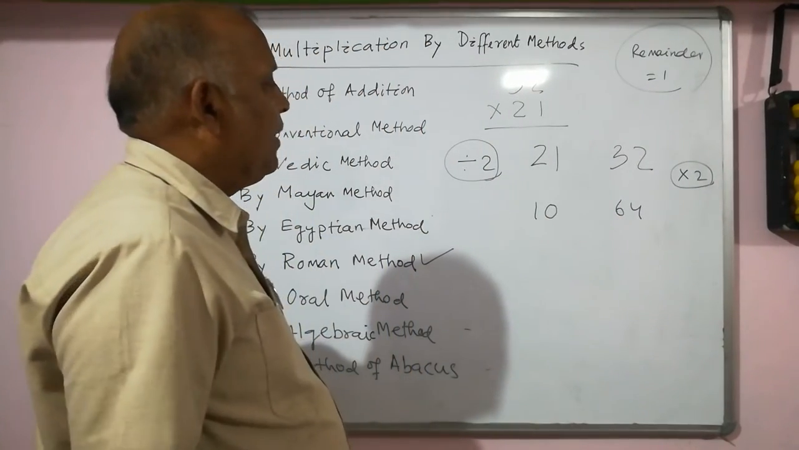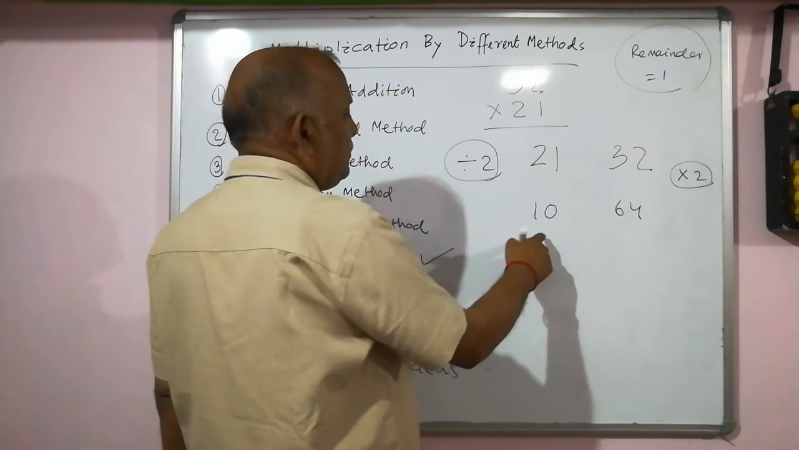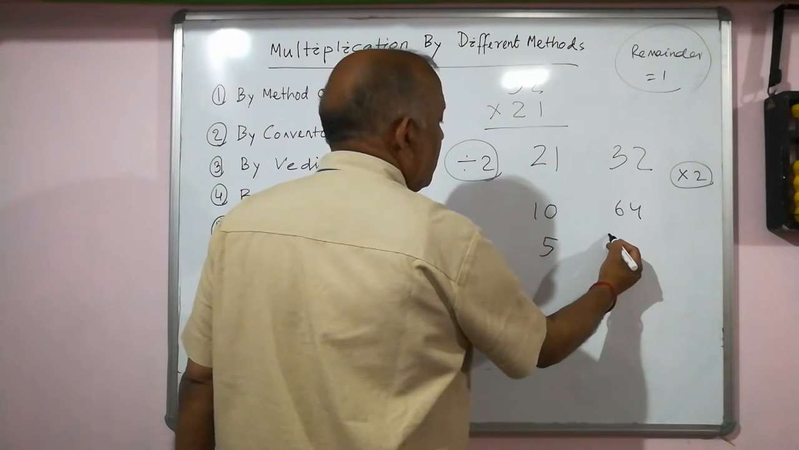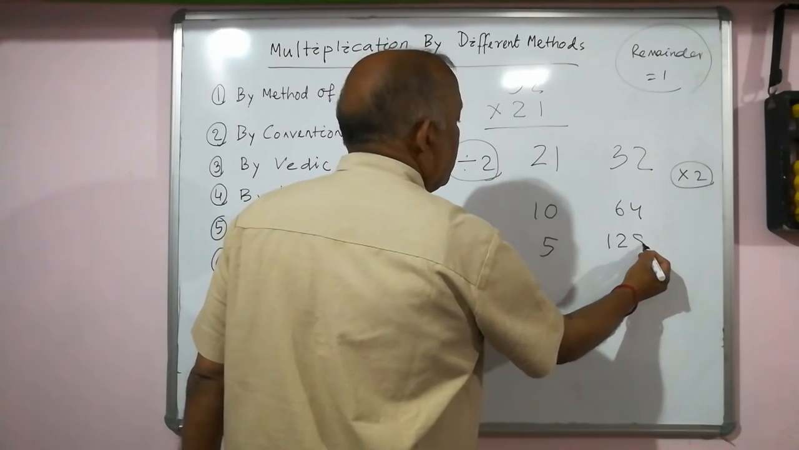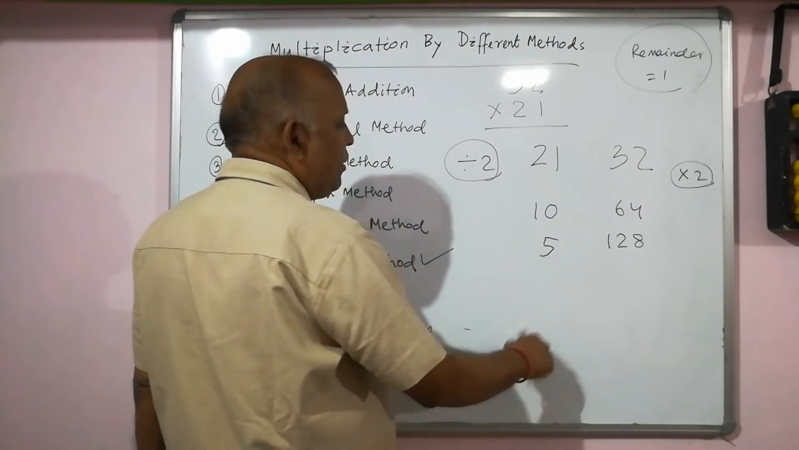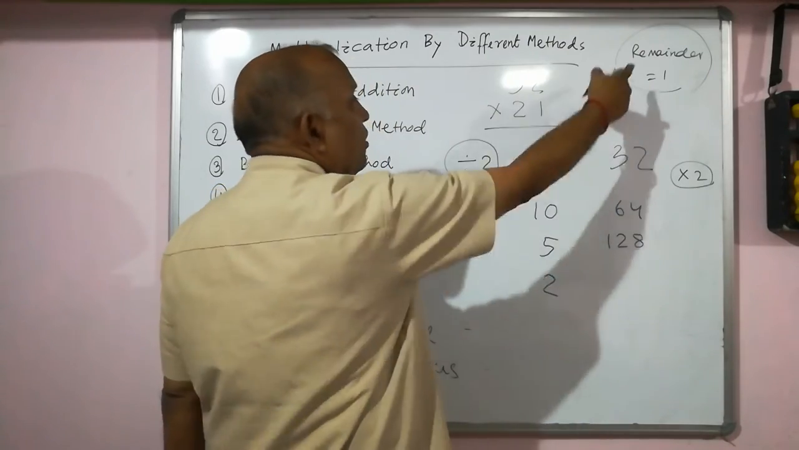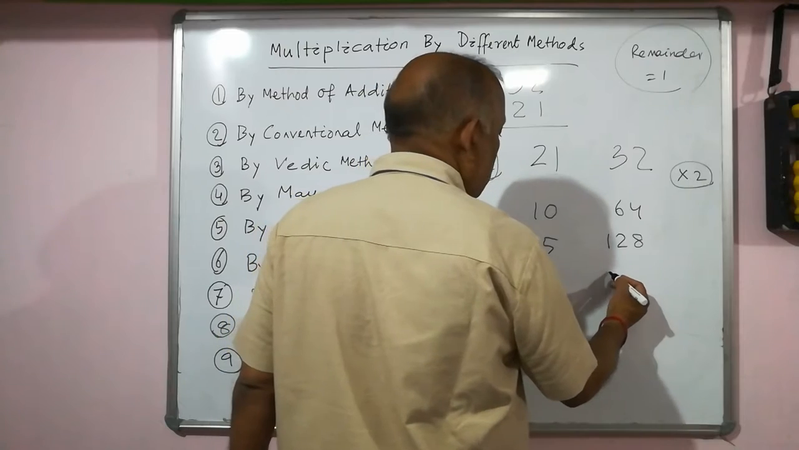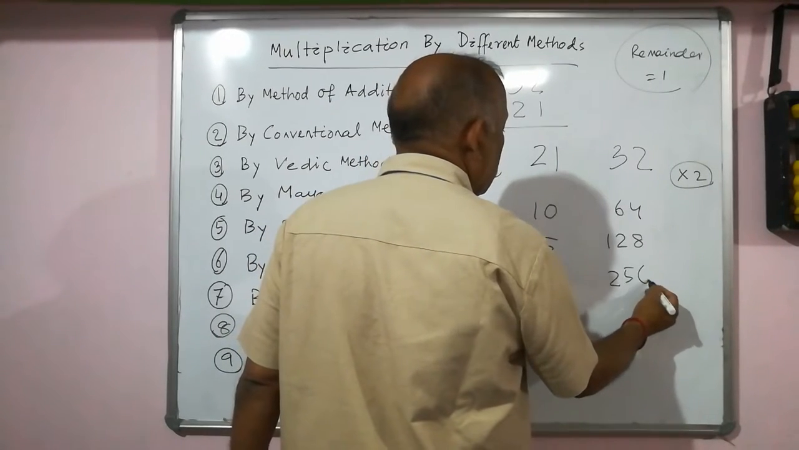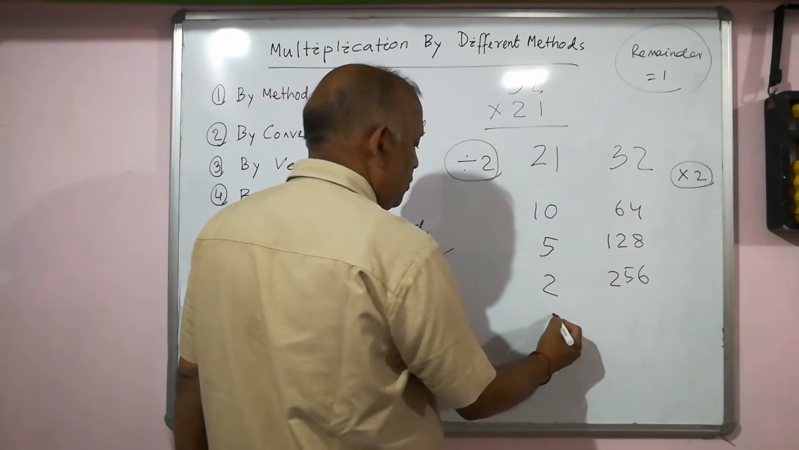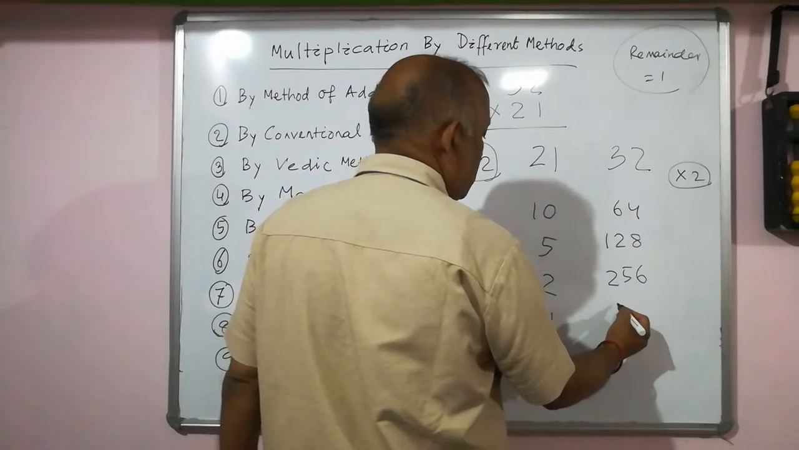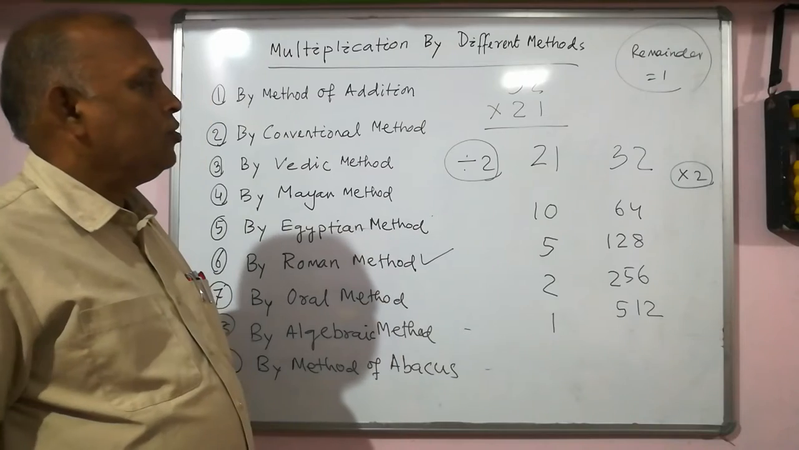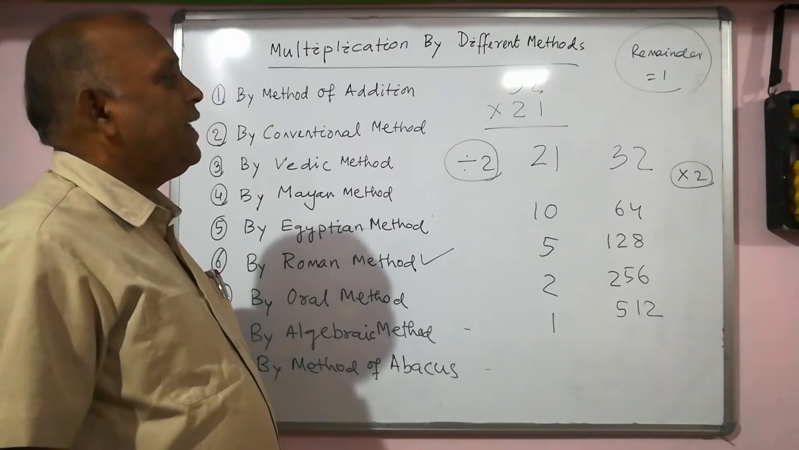Then again you divide by 2, so it will be 5. Again you multiply by 2, it is 128. Again divide by 2, you get 2, and remainder is 1, don't consider. And you double, it is 256. Then divide by 2, it is 1. And this is 512.